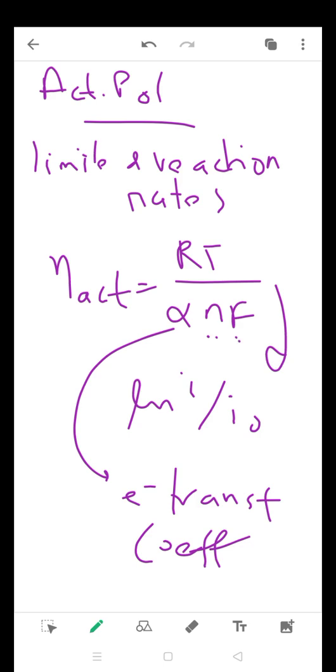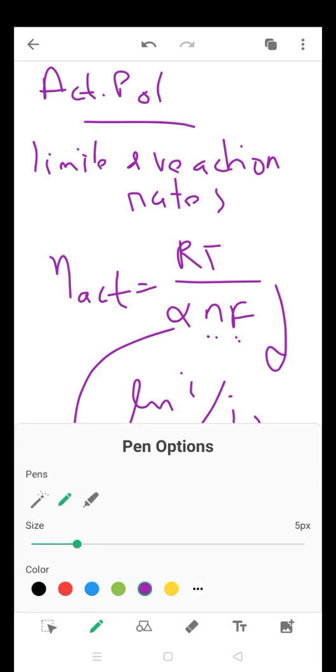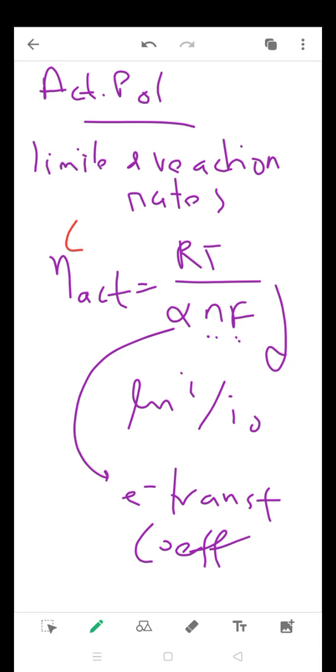F is the Faraday constant. So if there are some limitations present in the electrochemical reaction itself, and this occurs mainly at the surface of the electrodes. If the electrode surfaces are not pure or have some impurities in them, the electrochemical reaction rate is slow, and it adds up to the activation polarization taking place.